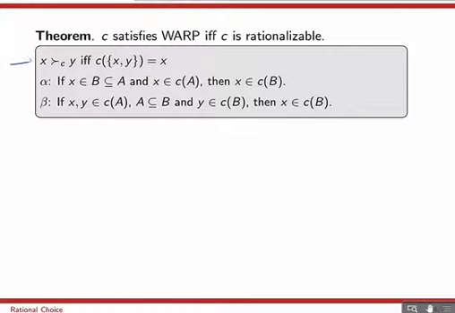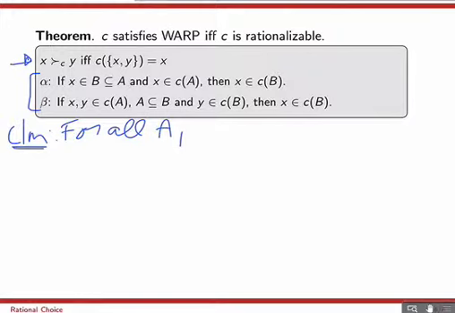So this is just to remind you of the definition of our preference relation. And now, instead of using the weak axiom of revealed preference, it turns out to be more convenient to just work directly with Sen's alpha and beta conditions, which we talked about before. So now let's prove the second statement, that for all menus A, C of A, the choices we observe, are actually equal to the derived choices that we would get if we used this preference relation.